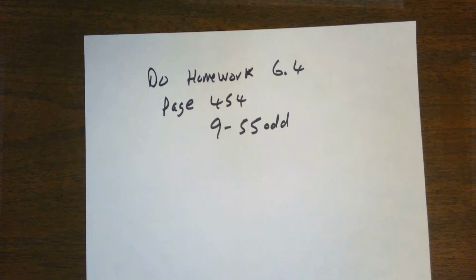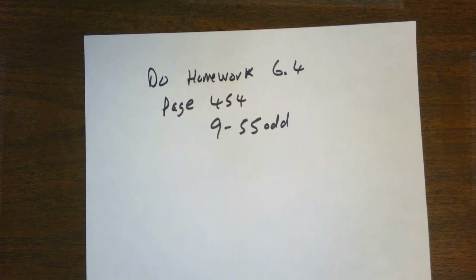11 through 17, you're changing from logarithmic to exponential form. 19 through 25, you're changing from logarithmic to exponential, just rewriting it. Problems 27 through 37, you're going to solve the logs without a calculator by rewriting them. The key is always going to be rewriting them.